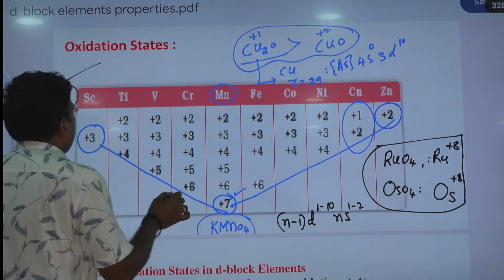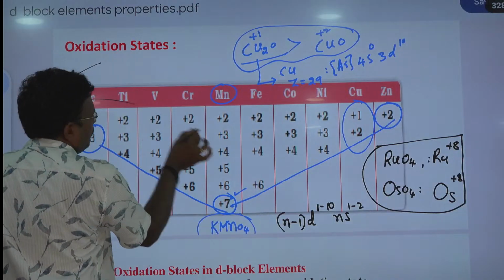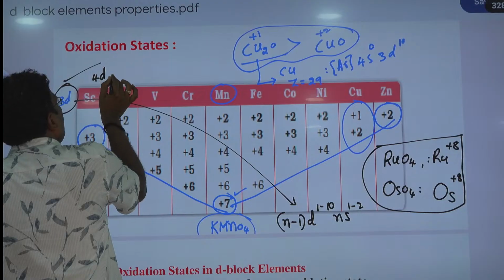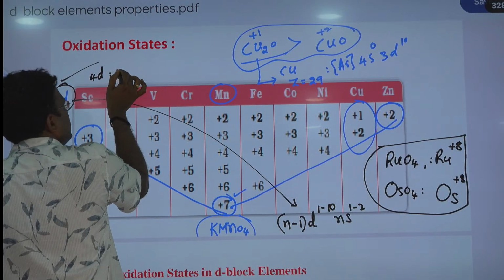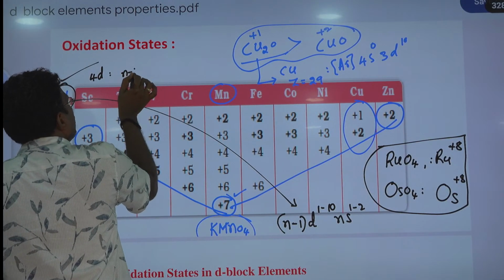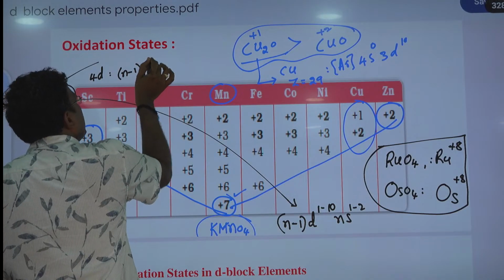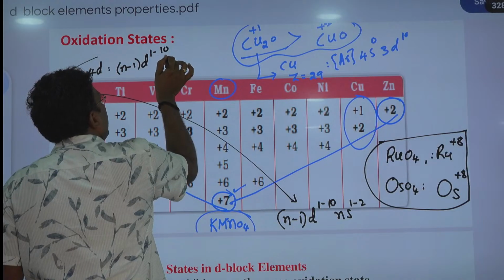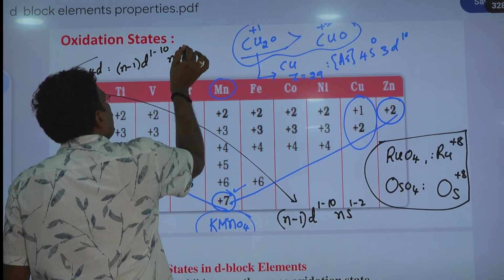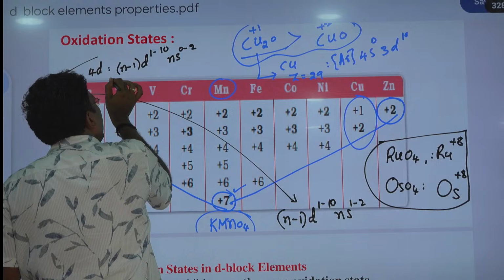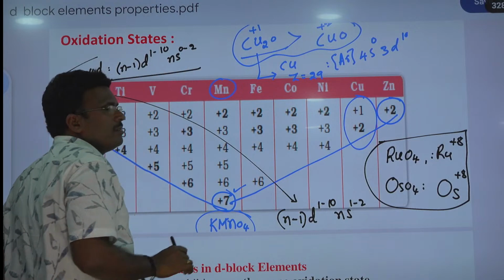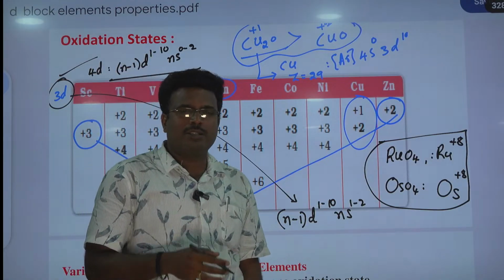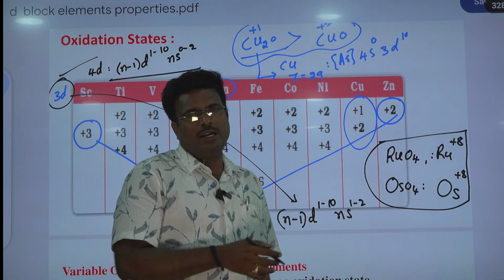Okay, so this is the 3D series general configuration, right? But in the 4D series, the general configuration is (n-1)d 1 to 10 and ns 0 to 2. So special characters are there in the D block elements. Fully filled or half-filled orbitals are more stable than unfilled orbitals.